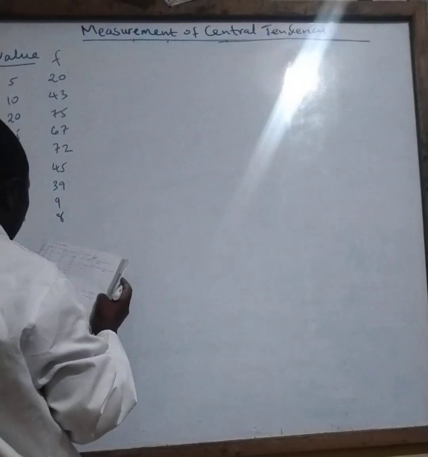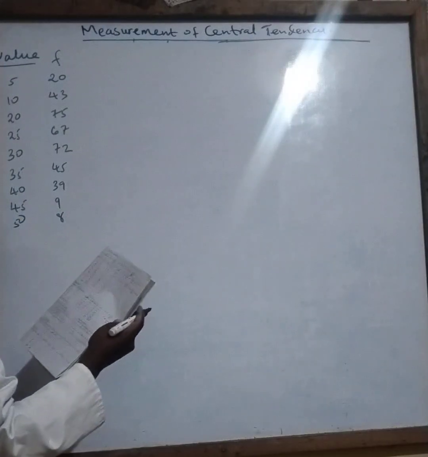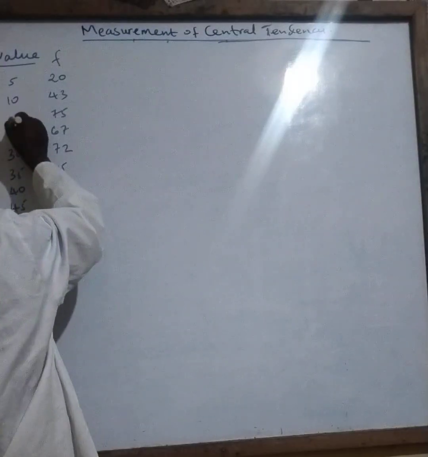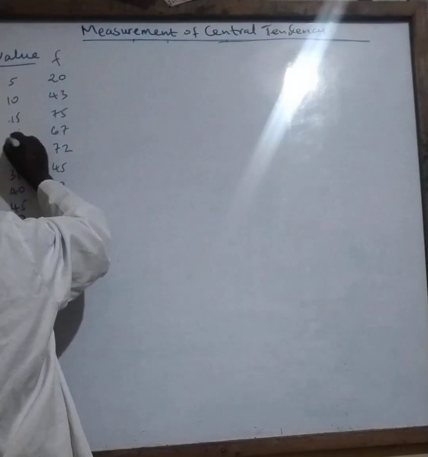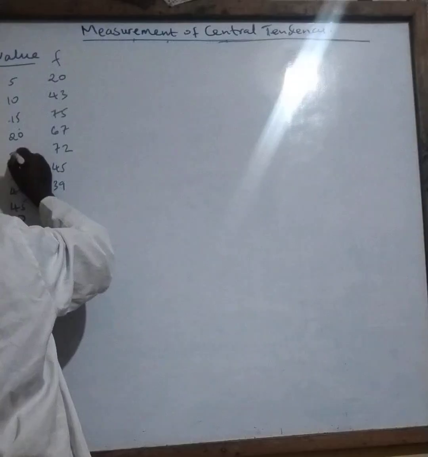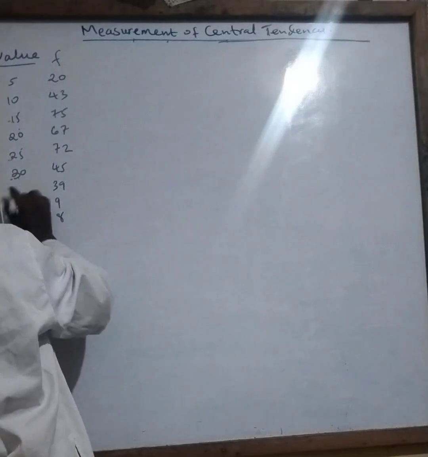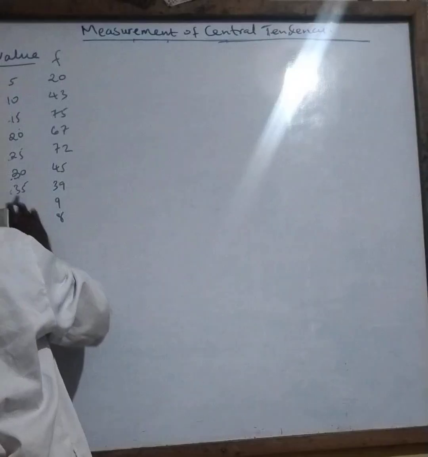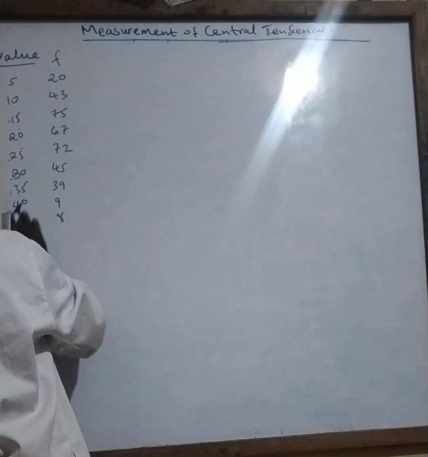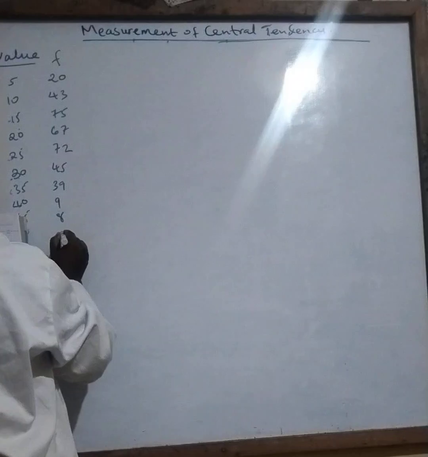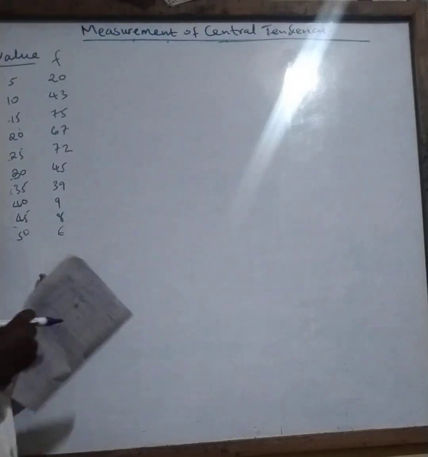I think there is something missing. So we have 5, 10, 15, okay, sorry. This is 15, 20, 25, 30, 35, 40, 45, and 50, which is now represented by 6. So this is the data.